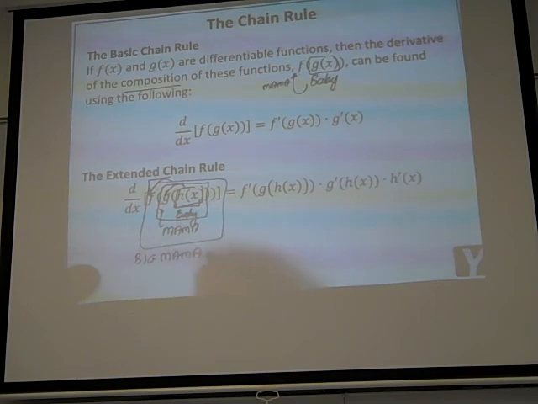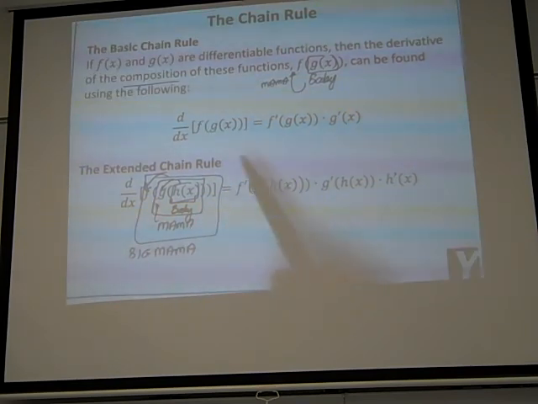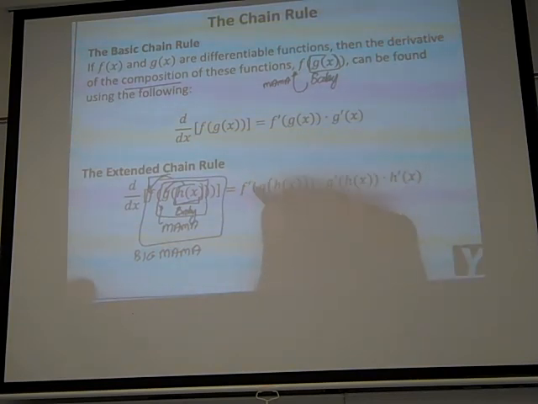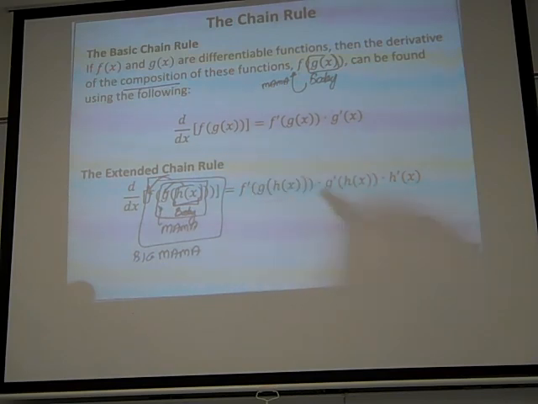And the way it works when you go to Big Mama's house, if I have a baby and a mama and Big Mama, you take the derivative of Big Mama and leave her baby alone, times the derivative of her baby, leaving that baby alone, times the derivative of the baby. So one more time, it's f prime evaluated at g of h of x, times g prime evaluated at h of x, times h prime.